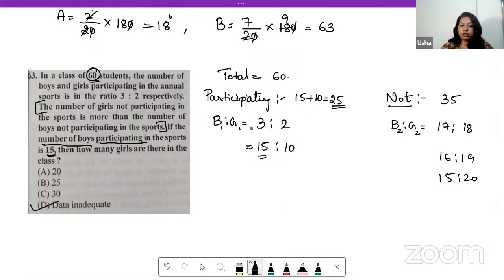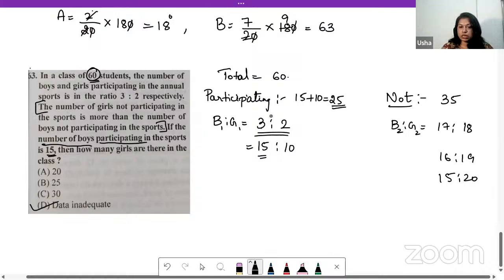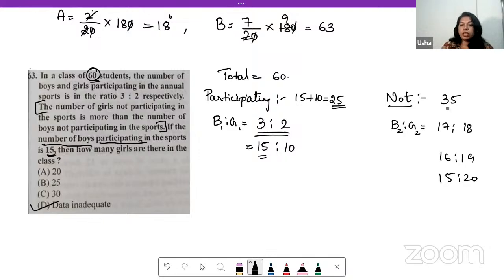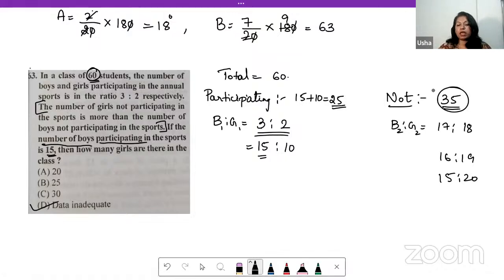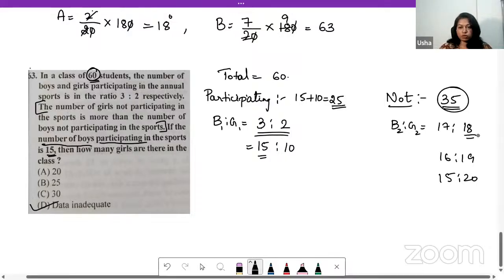Fine. So here, among the participating students, the ratio information was given, so I could find out the exact number of boys and girls. Among non-participating students, I found out that there are 35, and no definite information is given about boys or girls. They have just said the number of girls is more. That's all. So this is not proper information to find out. Maybe there is only one boy who is not participating and 34 girls who are not participating.